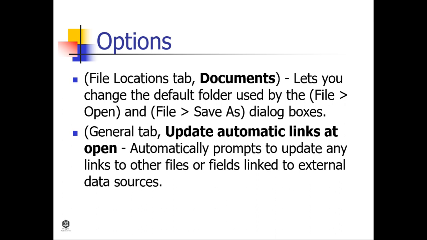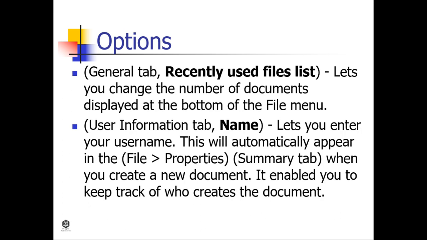For the options, File Locations tab, then Documents, lets you change the default folder used by the File, then Open, and File, then Save As dialog boxes. The General tab, then Update Automatic Links at Open, automatically prompts to update any links to other files or fields linked to external data sources.